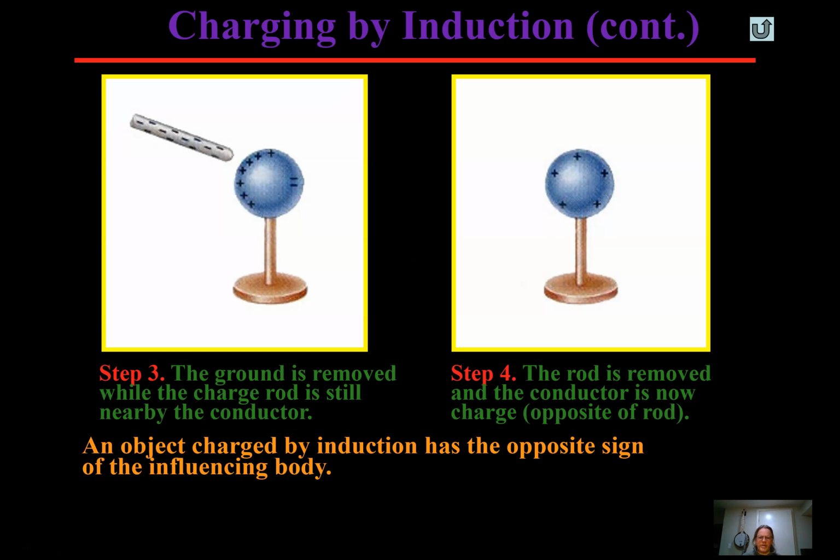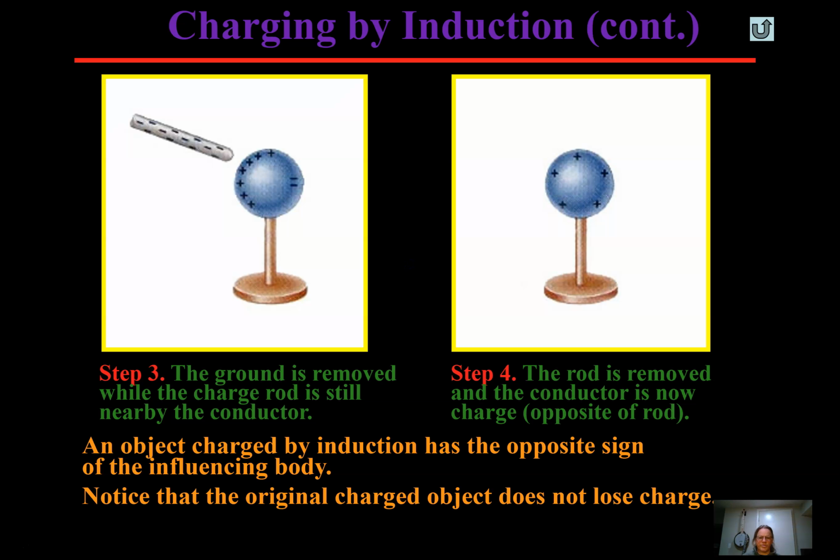So the object charged by induction has the opposite sign of the influencing body. The original charged object does not lose charge. None is transferred from there to there. There's no animation there. There's the hat trick. That's not going to happen.